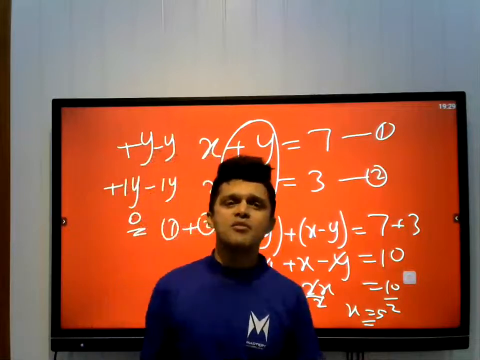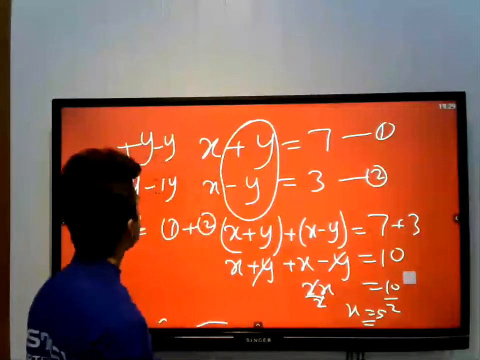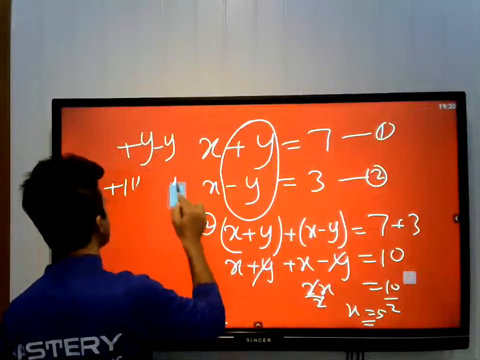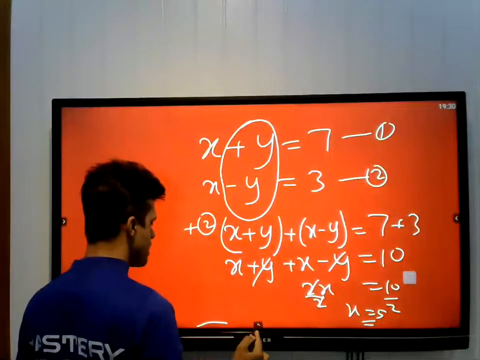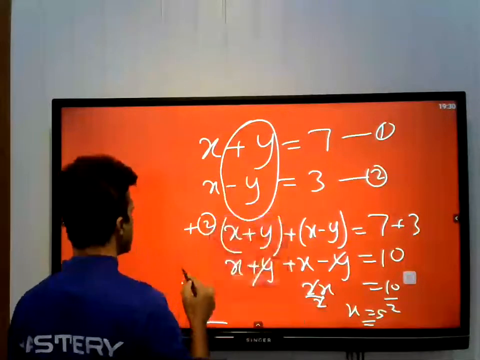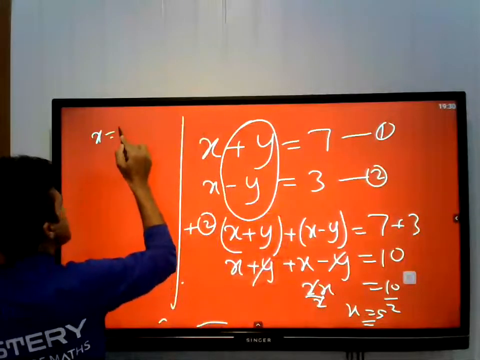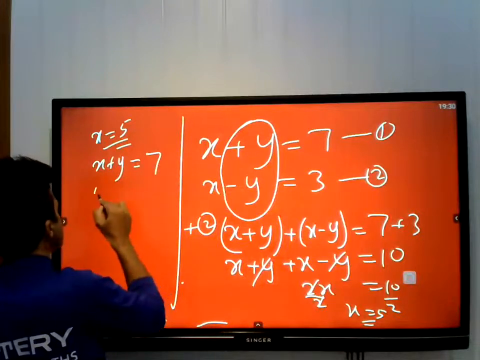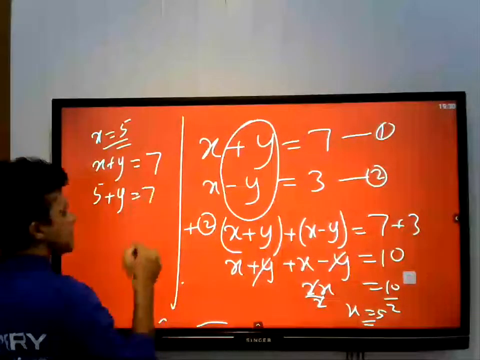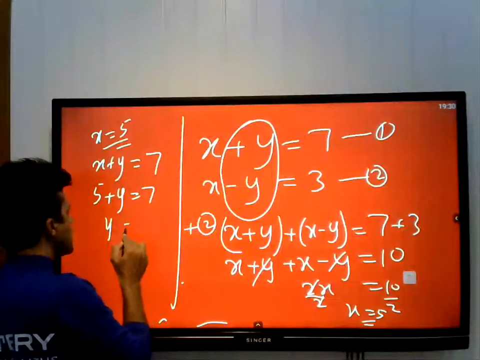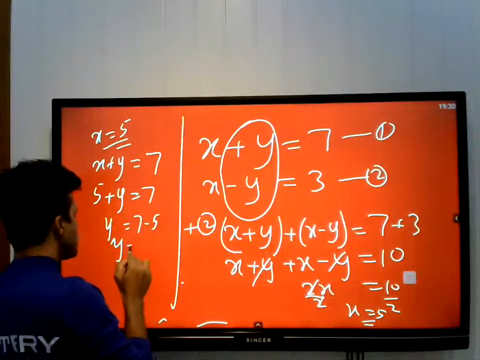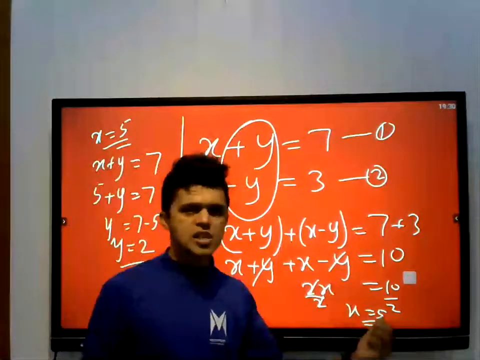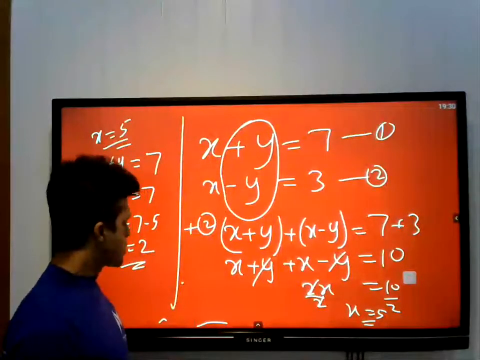How do we get the value of y here? You could substitute the value of x in the first equation or in the second equation. So x equals 5, and x plus y equals 7. 5 plus y equals 7. So y equals 7 minus 5, and 7 minus 5 is 2. Now we have the values x equals 5 and y equals 2.